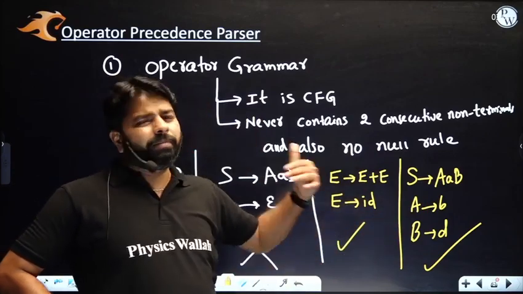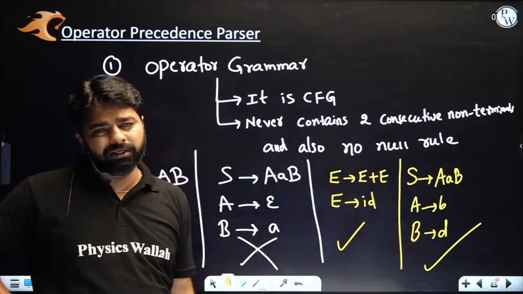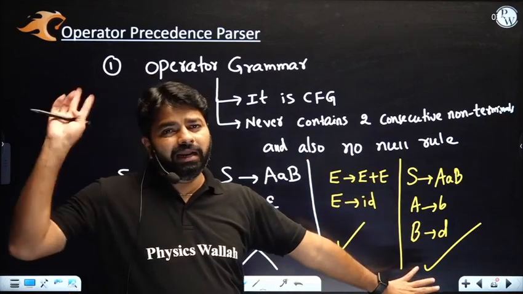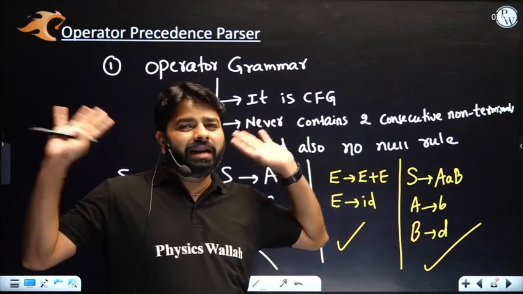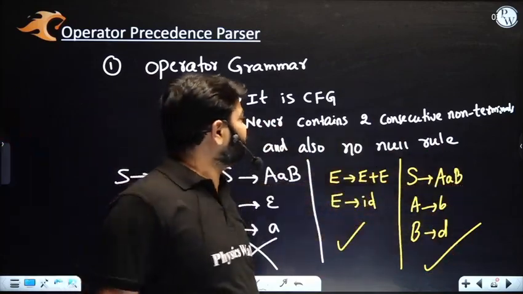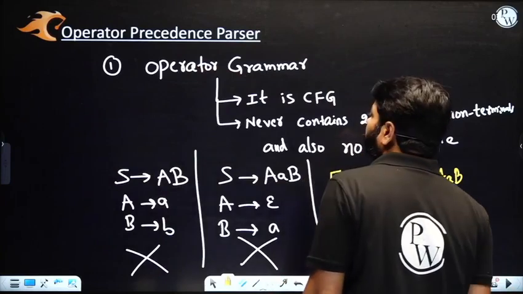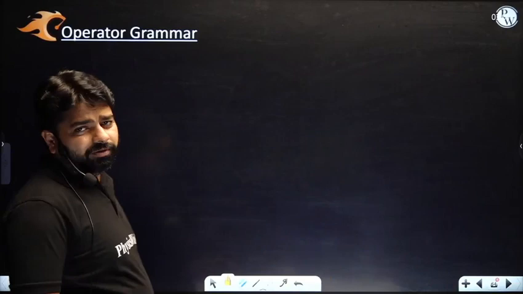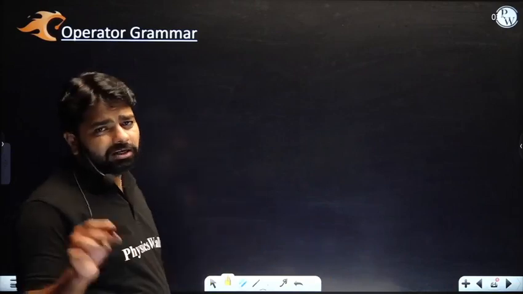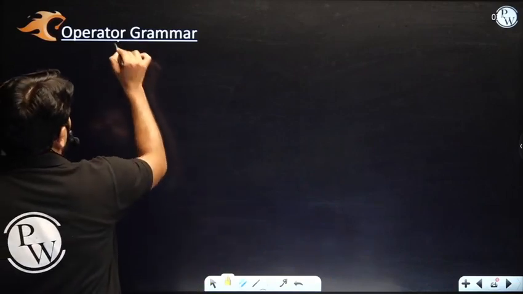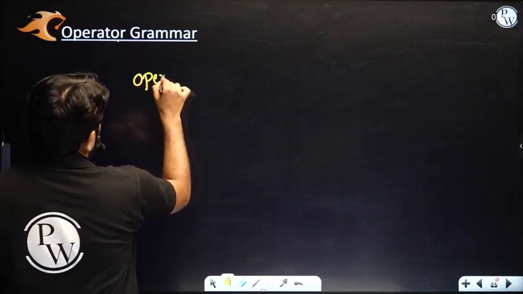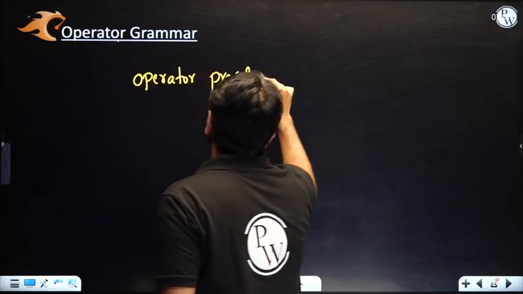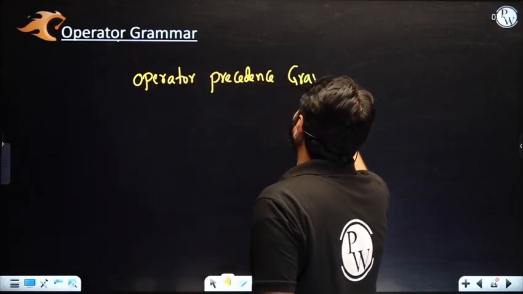This operator grammar may be ambiguous or unambiguous, that would be fine. This operator grammar has nothing to do with the LR grammars. No relation between LR grammars and operator grammars. Okay, we have seen the operator grammar. Now, from this operator grammar, we learn operator precedence grammar. What is this operator precedence grammar?